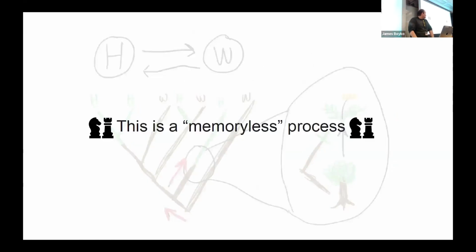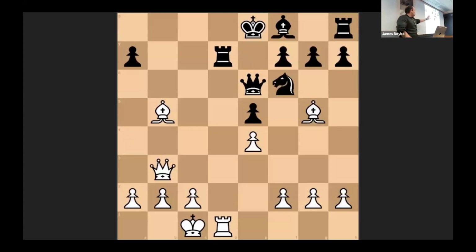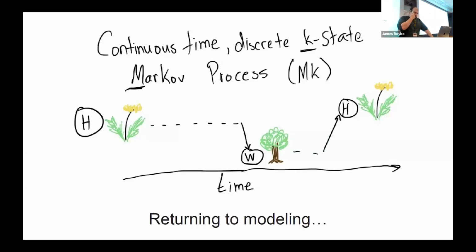And this is a memoryless process, which means that your current state is all that matters for your probabilities of transitioning. It doesn't matter how you got to your particular herbaceousness or woodiness. All that matters is the state that you are in now. It's like a game of chess. There's a million different ways to get to this position, but once you're in this position, this is what you are dealing with. Okay, so that's what's meant by the memoryless process in our context. Okay, so let's go back to this model.